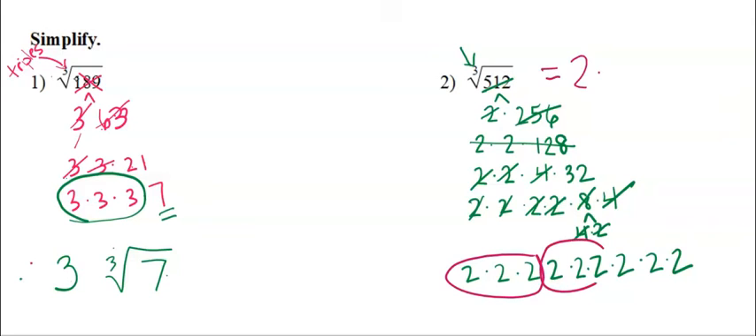Here's another triple group. And here's another triple group. And so we don't have any singles or doubles, and so what that means is we won't have a radical anymore. So our final answer is just going to be 2 times 2 times 2, which is 8.